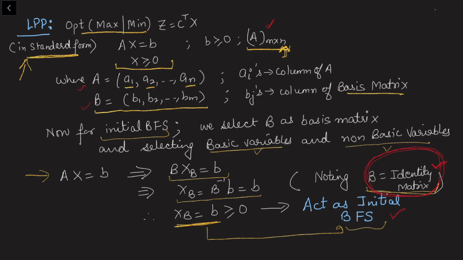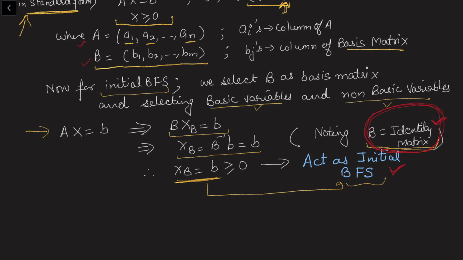So this is how we get the initial BFS. Now this also ensures that since we are always getting an initial BFS, there are three possibilities in the simplex method that we can get. Either we can have a unique solution, or we may find an alternate solution, and if we can find an alternate solution, we can find an infinite number of solutions. This point I have explained also in my last video.